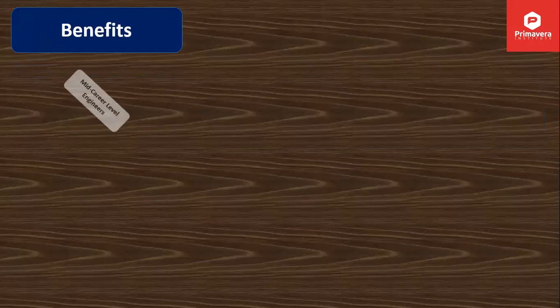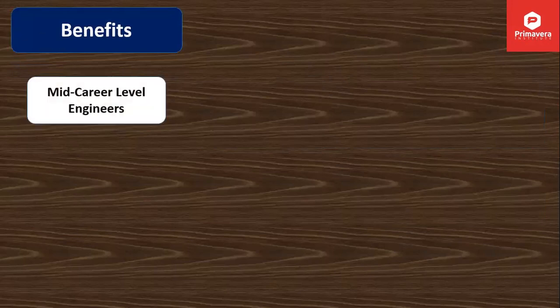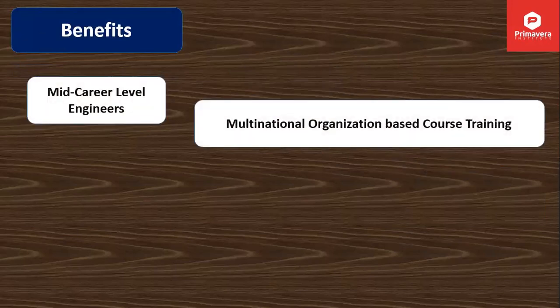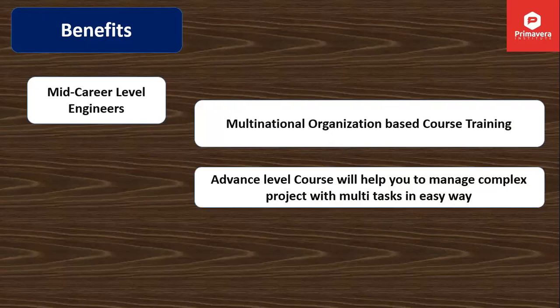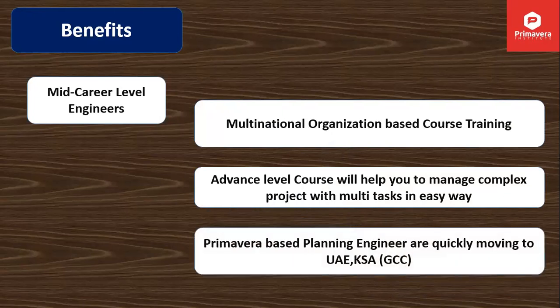And then there are the benefits for mid-career level engineers, the people who have 3 to 4 years of experience. By learning this course, they can join any multinational companies in GCC countries. And then the advanced level course will help you to manage complex projects with multitasking in an easy way. So that is about the career prospects of learning this skill, and you can boost your career by finding a multinational company job.